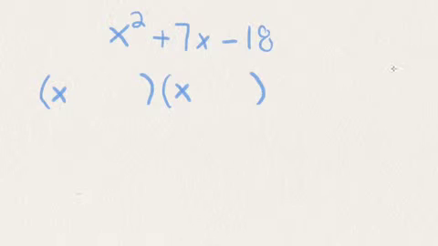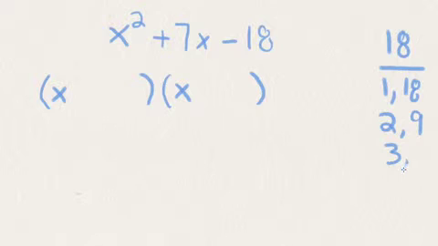All right, step 1, find those factors for the last term, 18. We have 1 and 18 will multiply together, give us 18. We have 2 and 9, 3 and 6. 4 doesn't work, 5 doesn't work, 6 works, but it's already here, so we are done.